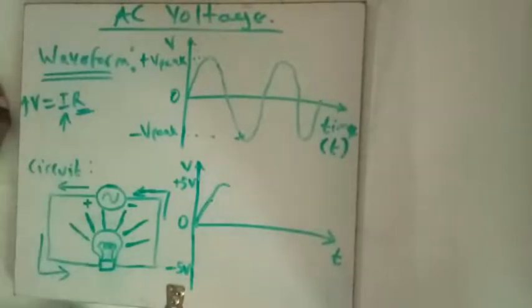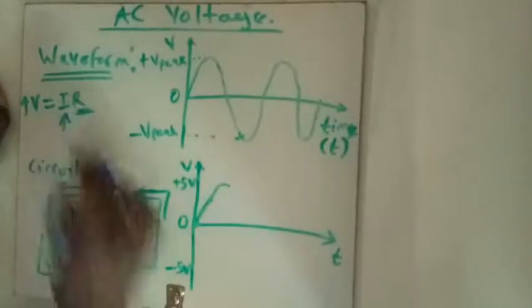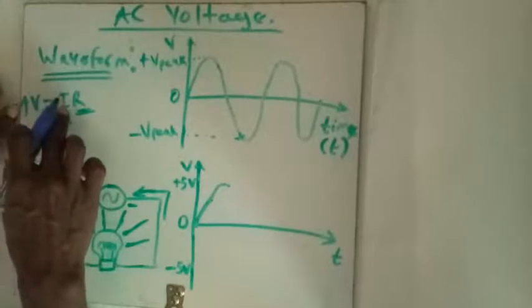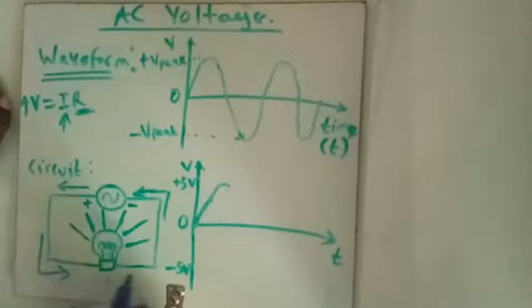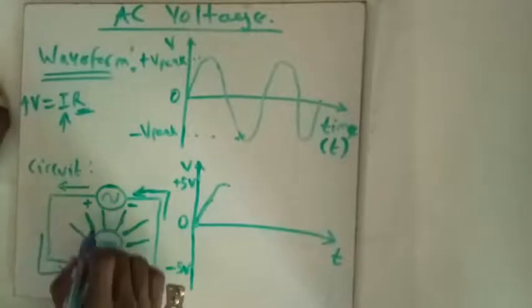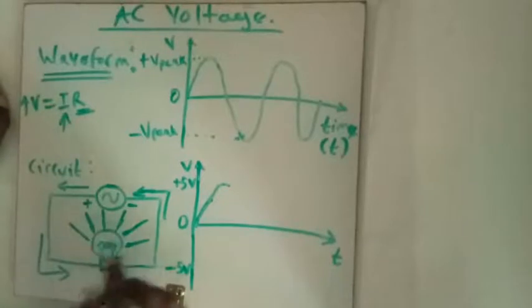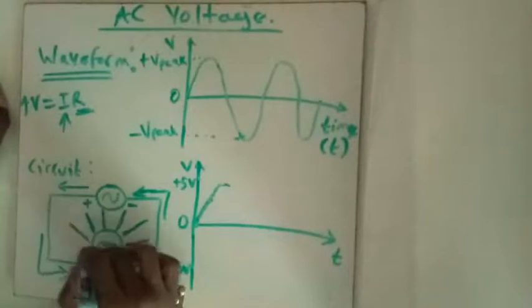So let's continue. We say that as the voltage is increasing, the resistance of this bulb is constant, so it means that the current increases. As we increase the voltage from this source, the current flowing through the bulb is also increasing, which translates to the intensity of the light from the bulb also increasing, so it gets brighter. Now at the peak voltage, it's at maximum brightness.